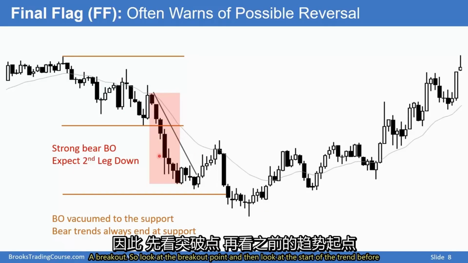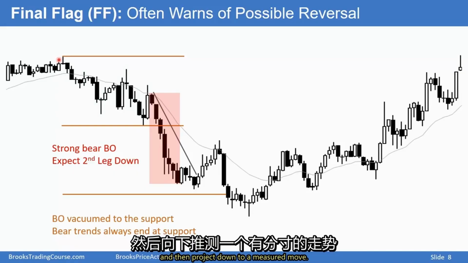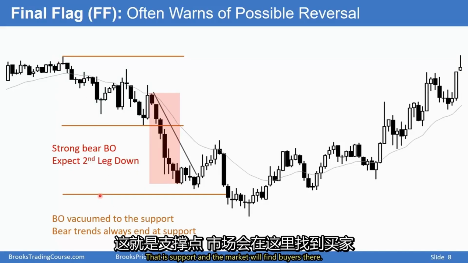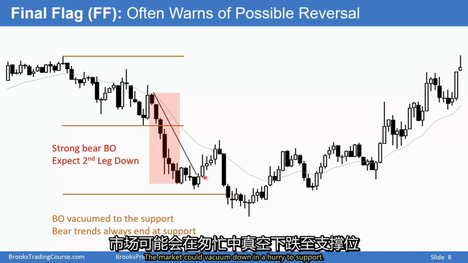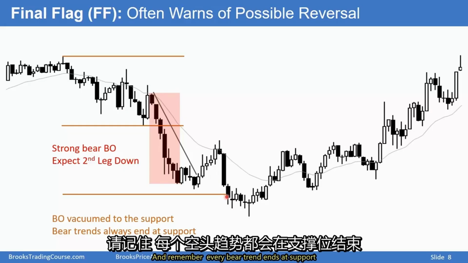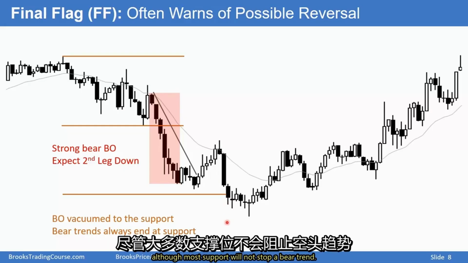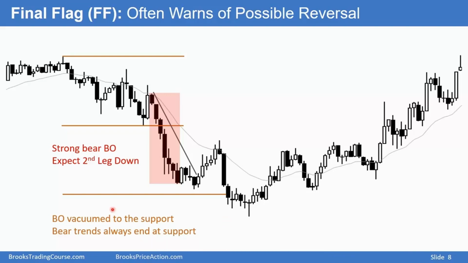A breakout, so look at the breakout point, and then look at the start of the trend before, and then project down to a measured move. That is support, and the market will find buyers there. Bears will take profits, and bulls will start to buy. The market got vacuumed down in a hurry to support. And remember, every bear trend ends at support, although most support will not stop a bear trend.